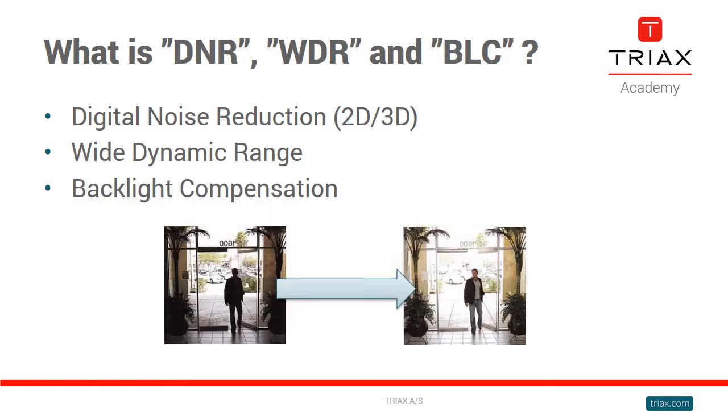BLC, or backlight compensation, is like WDR. In images where a bright light source is behind the subject of interest, the subject would normally appear in silhouette. BLC allows the camera to adjust the exposure of the entire image to properly expose the subject in the foreground. WDR is a more effective alternative to BLC, because it handles multiple exposure zones to give both the highlight and low light areas a proper exposure.